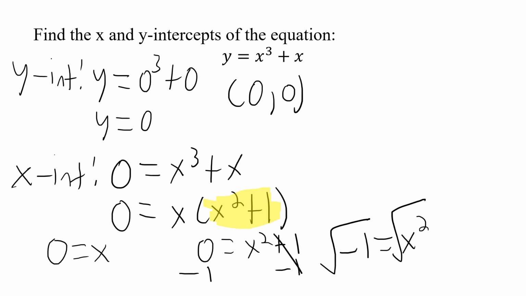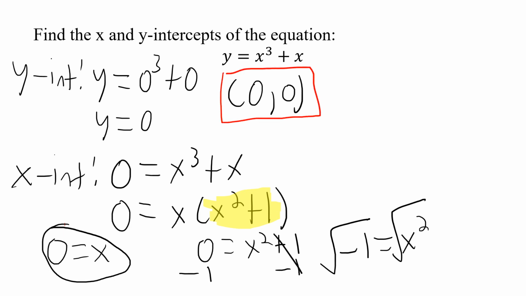We will get an x-intercept, though, from this 0 equals x right here. And of course, that x-intercept is just, well, we make the y 0 to get that 0, so it's just (0, 0). So both our x-intercept and our y-intercept are found at (0, 0). And we have no other intercepts because that x squared plus 1, if we try to set that to 0, does not give us real numbers.